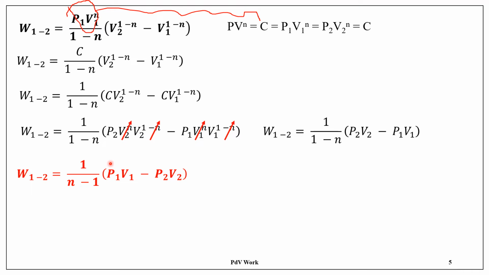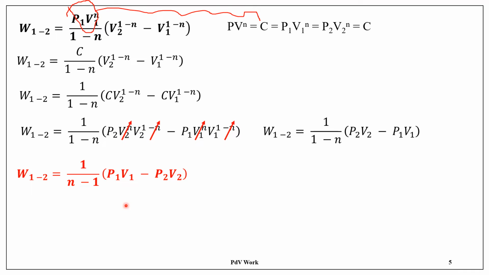So that is rewritten here after changing the order. So what is here? Here it is 1 minus n, but here it is n minus 1. How is this change possible? Here it is P2 V2, but here P1 V1. I hope this is self-explanatory.